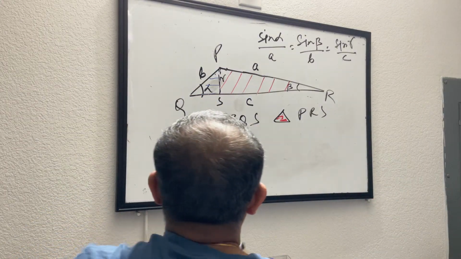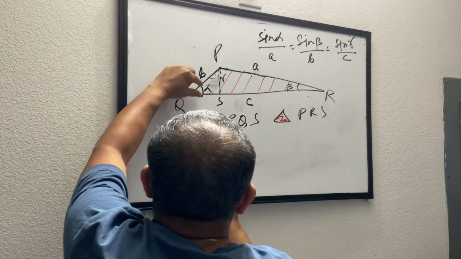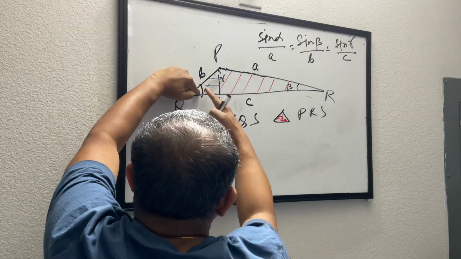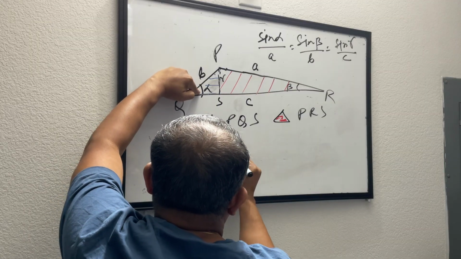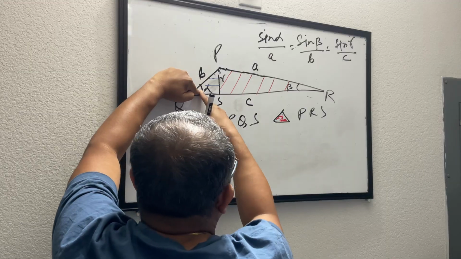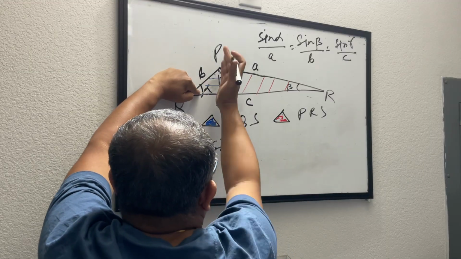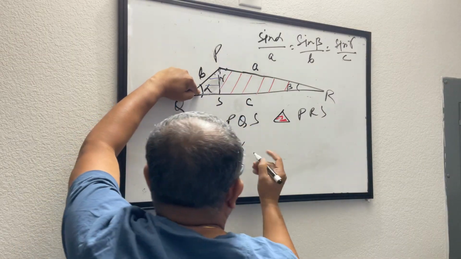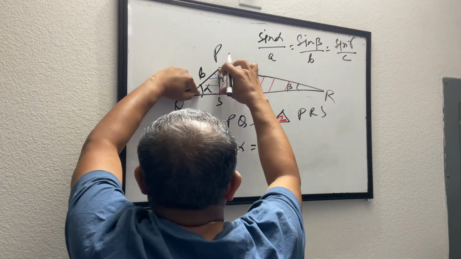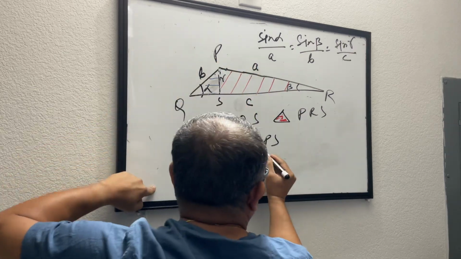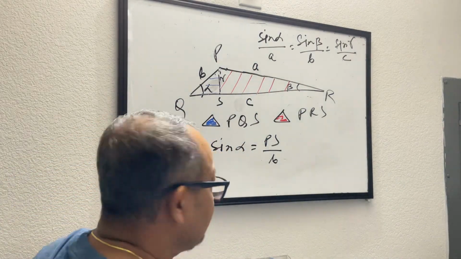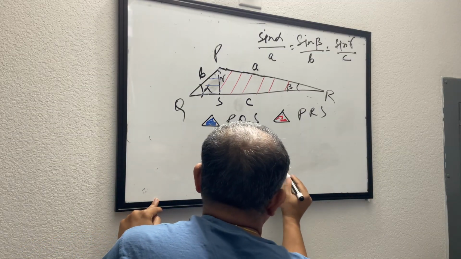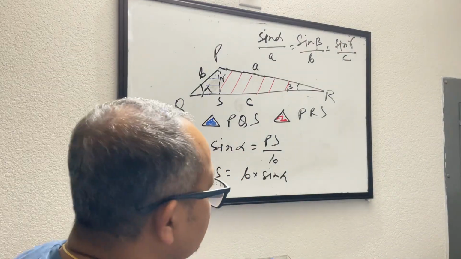Now look at this PQS. This is my angle alpha, and this is the side opposite to that. Let's look at what will be the sine of alpha. From this right angle triangle PQS, applying SOHCAHTOA, sine of alpha will be the side opposite to that, which is PS, divided by the hypotenuse, which is B. Or from this we can say PS equals B times sine of alpha. Is that okay? Let's go to the red one.